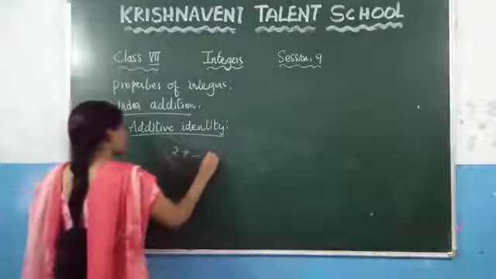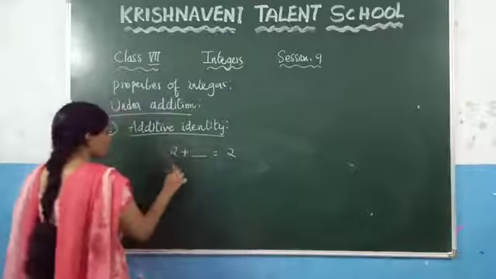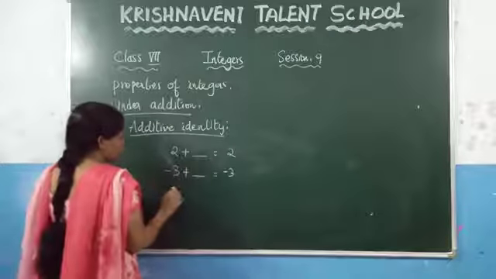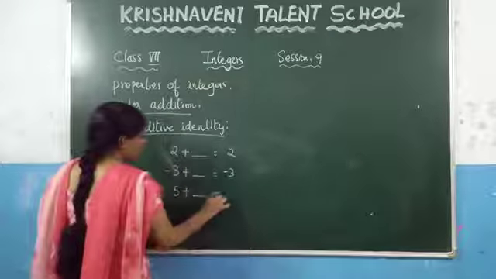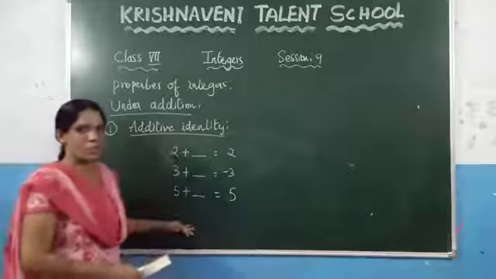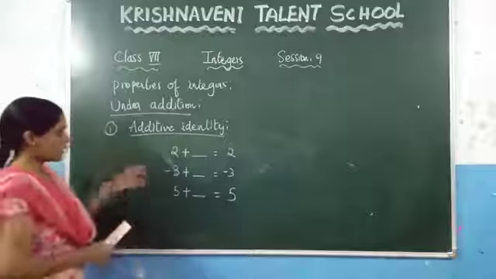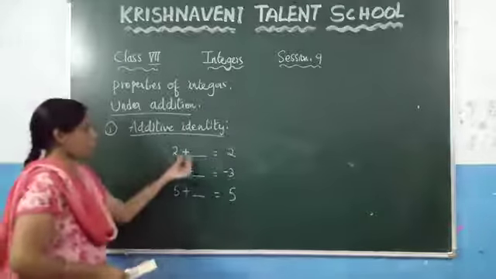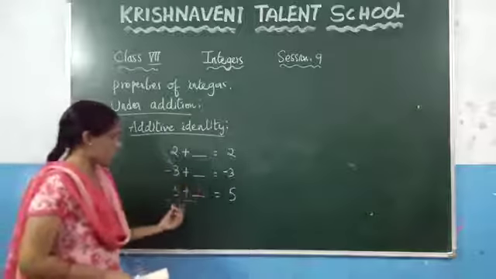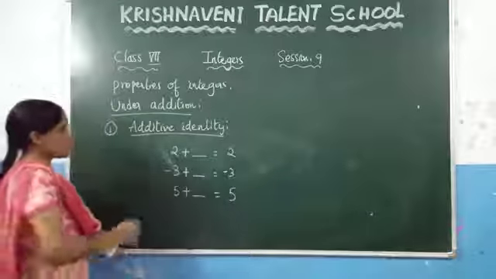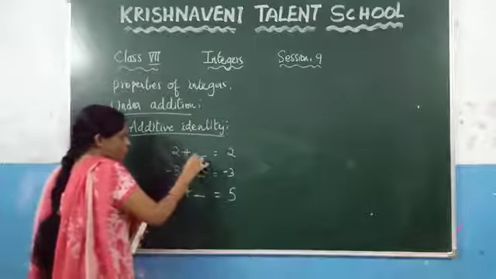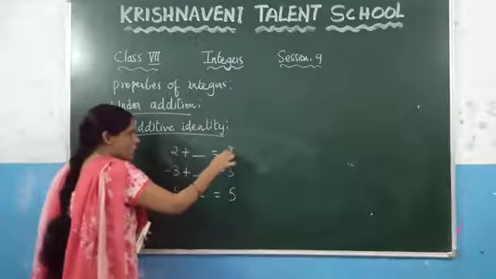Consider 2 plus some value is equal to 2. Consider -3 plus some value is equal to -3. Consider 5 plus some value is equal to 5. Here, if you write these equations, what we observed is that we have written the same number on both sides. Here 2 is written, here also 2 is written, -3, 5 plus 5. So since we are talking about addition, we need to add one number such that you get the result as the same number.